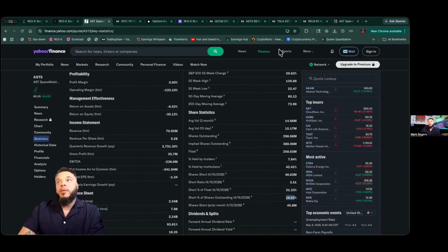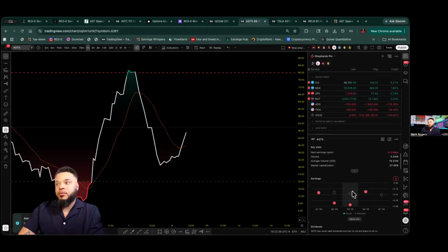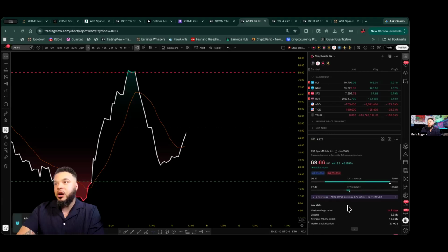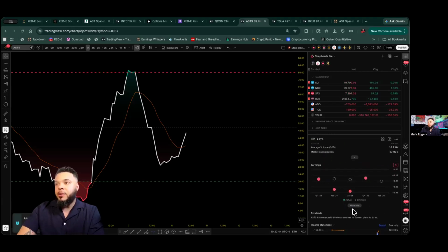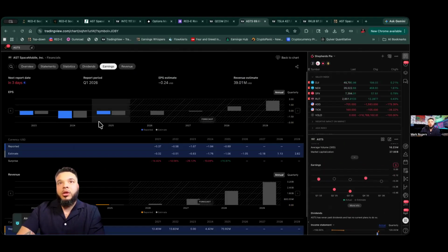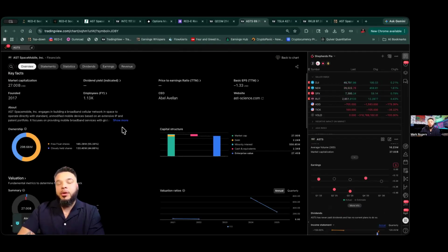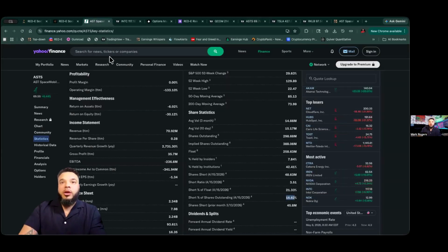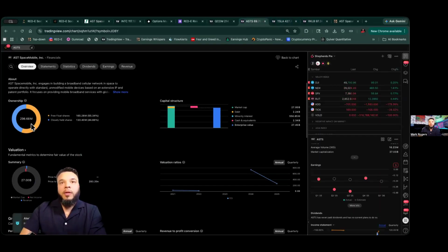Okay. Now I'm going to go back over to TradingView, and I'm going to click on the right-hand side and come down to earnings. All right. And I go to the overview tab because I just kind of want to have a second opinion versus what I saw on Yahoo Finance with some of the statistics. All right. So again, float is around 298 million. So we're roughly in the same vein.